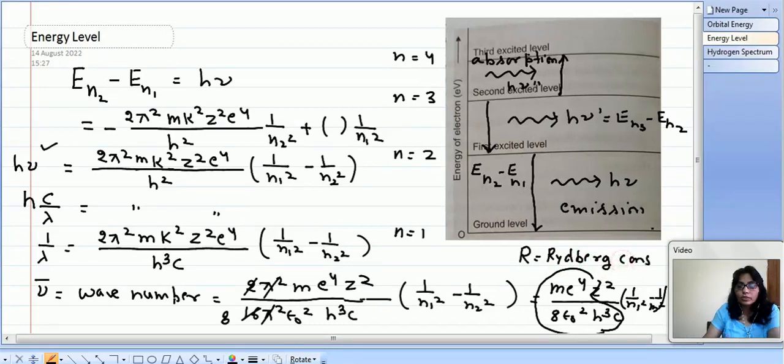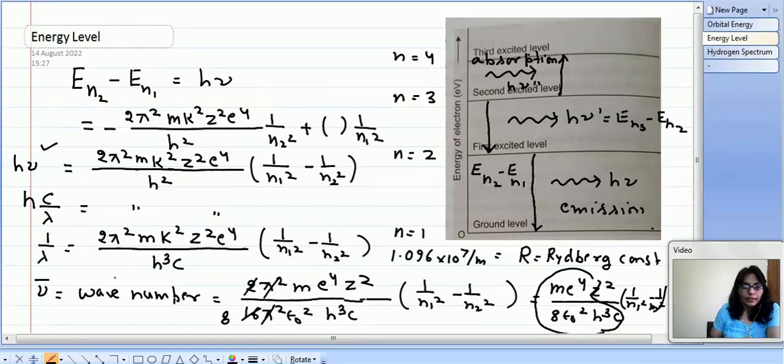Rydberg constant, and the value of Rydberg constant is 1.096 into 10 to the power 7 per meter. So the dimension is meter minus 1. This is the value of Rydberg constant.